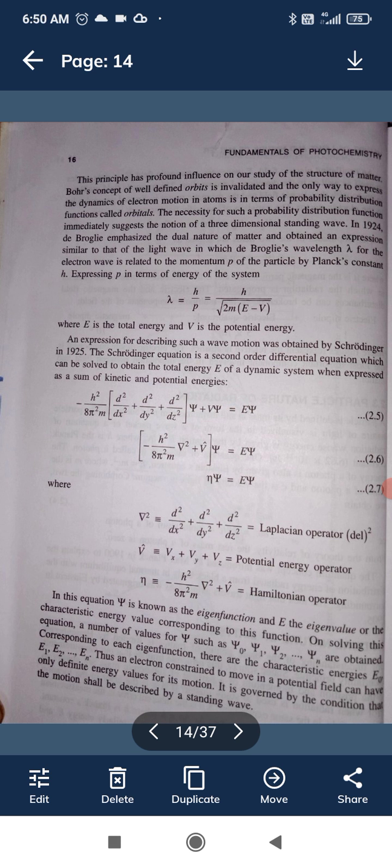Thus, by using wave nature as well as particle nature, we can arrive at the value of H equal to −(h²/8π²m)∇² + V.